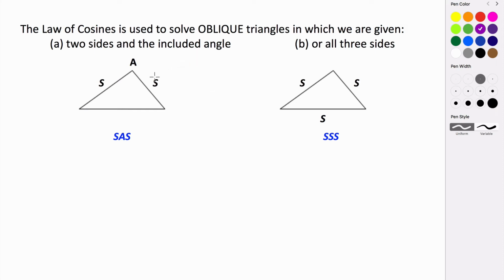Sometimes we're asked to solve a triangle that is not a right triangle, but we're also not given an angle side pair. So in a situation like that, we would use something called the law of cosines.